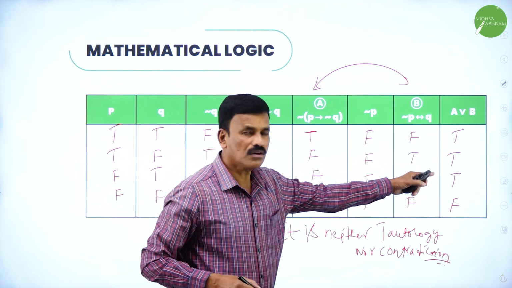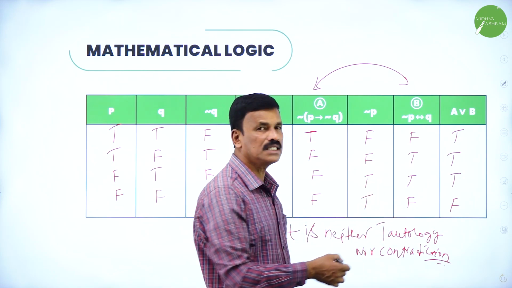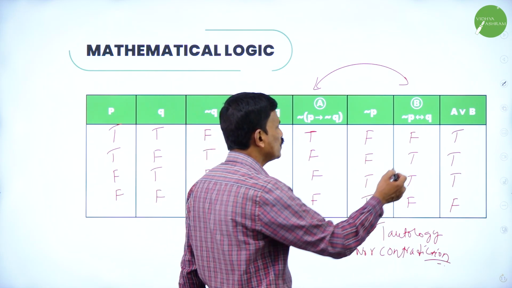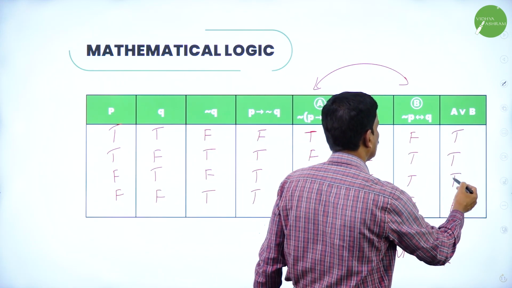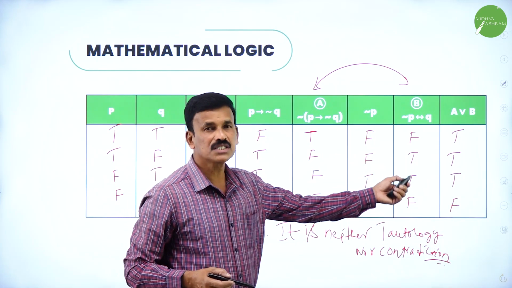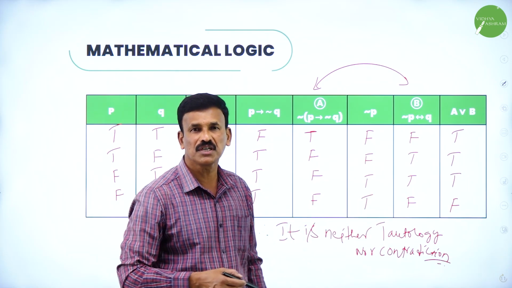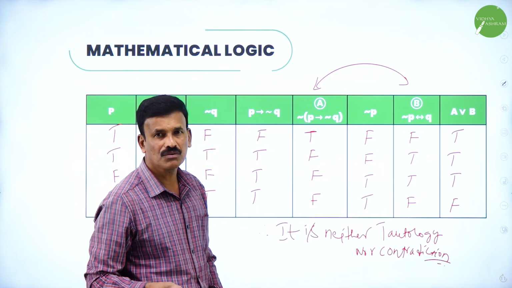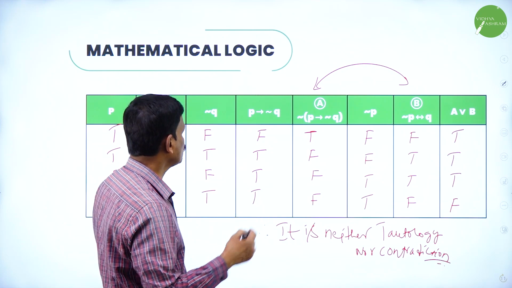Suppose we get all the truth values as T, T, T, T, then it is a tautology. If we get all the truth values as F, F, F, F, then it is a contradiction. Since it contains T, T, T and F, this is neither a tautology nor a contradiction. Right. Now move on to the next problem.